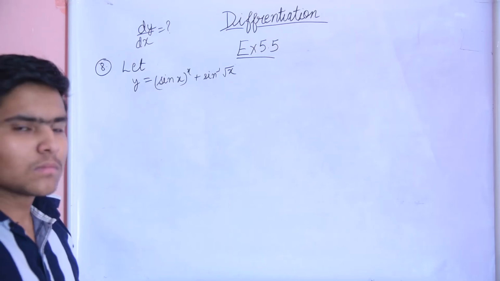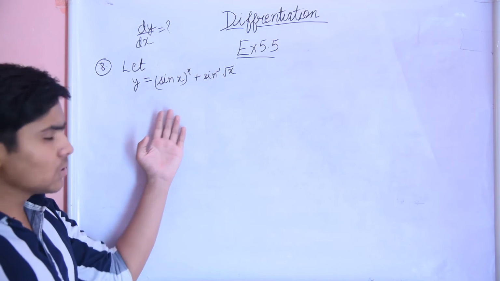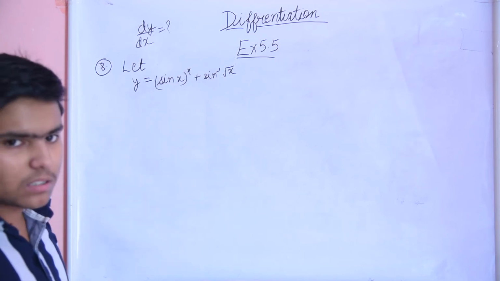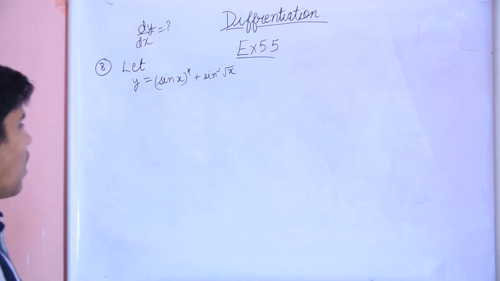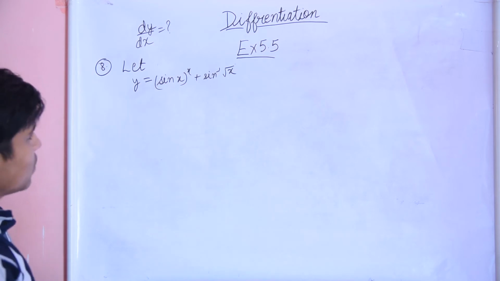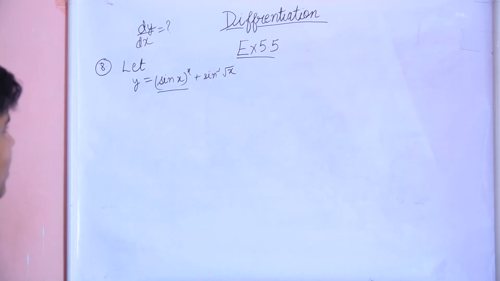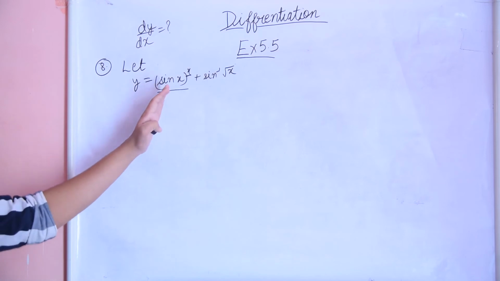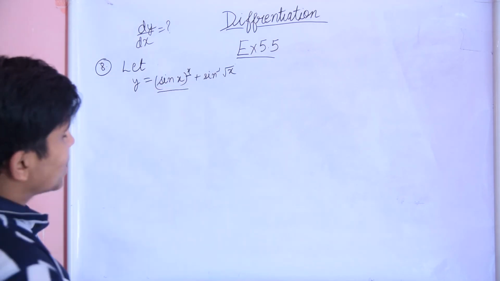Okay, so moving to question number 8, we have y equals sin x raised to x plus sin inverse root x. We have to find out dy by dx here. So how do we do this type of question? As you already know, in this term we will be using the log function, because there is a power raised to a base function. So we will be using the log function here.